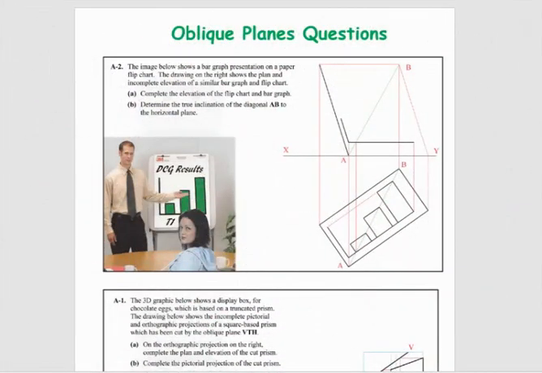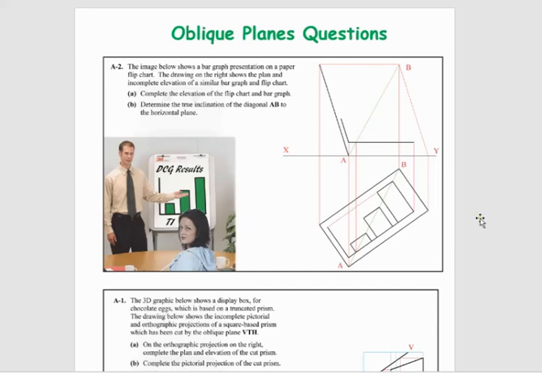These are questions based on oblique planes. So first of all we're going to look at a few short questions from previous exam papers. What we have here is a flip chart with a bar graph on it. What you're asked in this question is to complete the actual elevation and then determine the true inclination of the diagonal line AB to the horizontal plane.